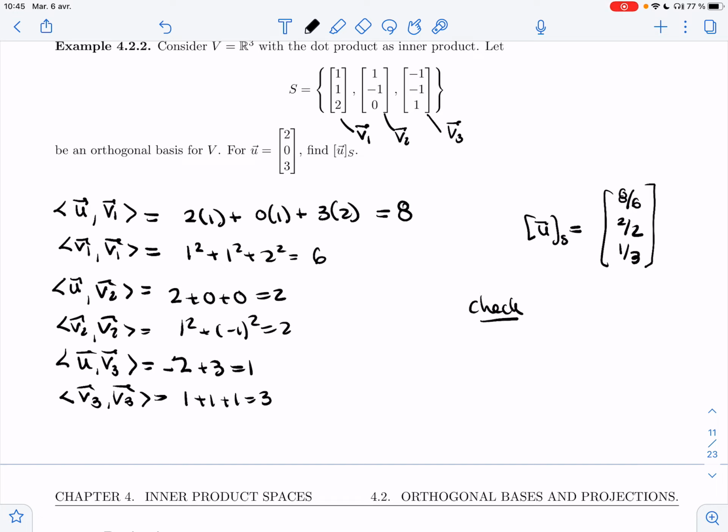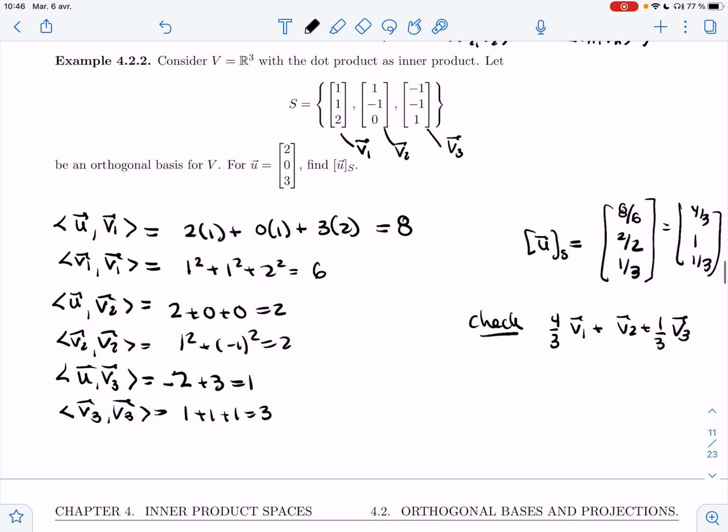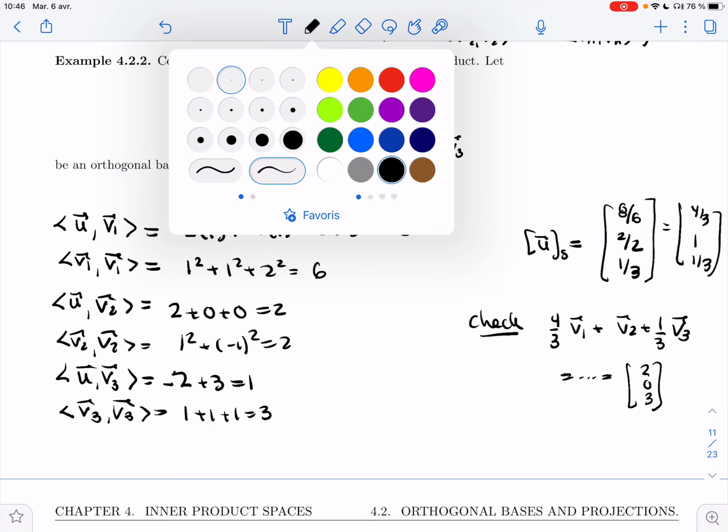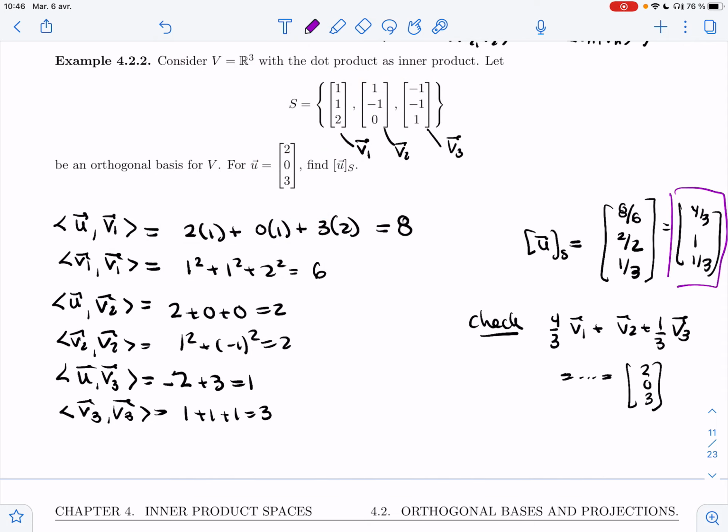And you can even check this. So that's 4/3, 1, 1/3. If I take 4/3 times V1 plus V2 plus 1/3 times V3, you should be getting 2, 0, 3. So if you want to test your answer here, you can definitely check that it's right by just putting the coordinates back into the linear combination.